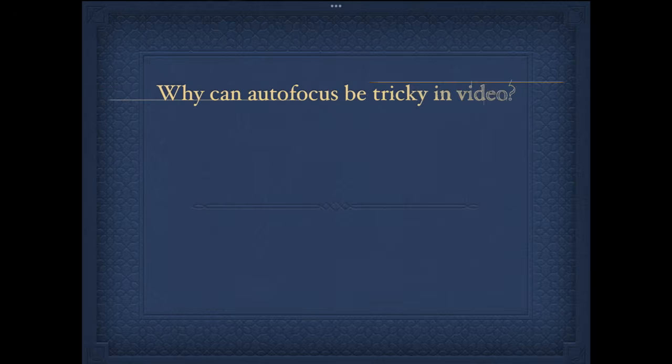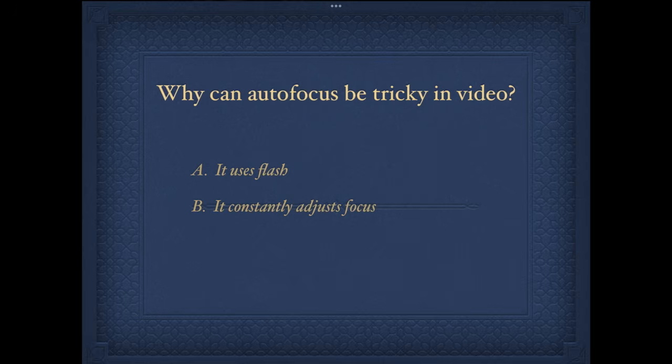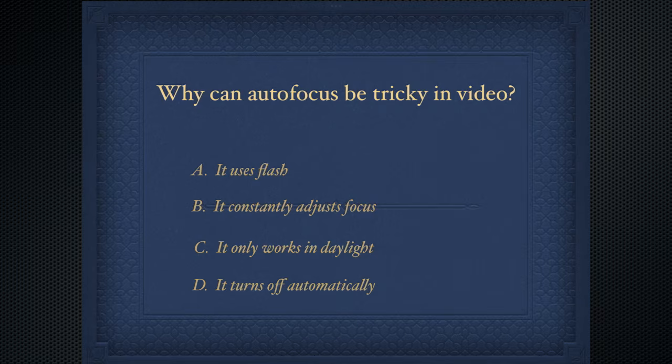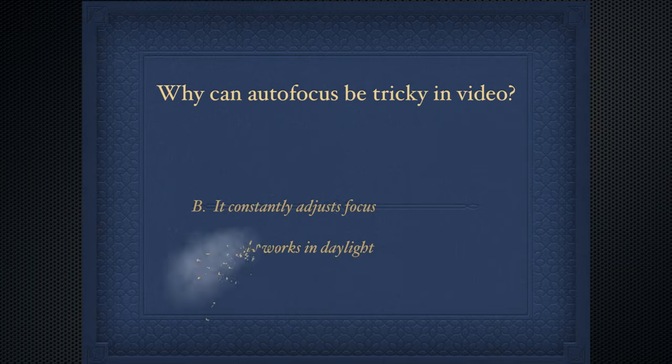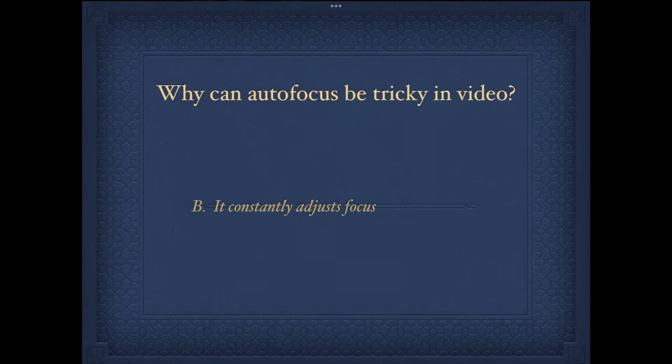Question number 7. Why can autofocus be tricky in video? Is it A, it uses flash? B, it constantly adjusts focus? C, it only works in daylight? Or D, it turns off automatically? The correct response is B, it constantly adjusts focus.